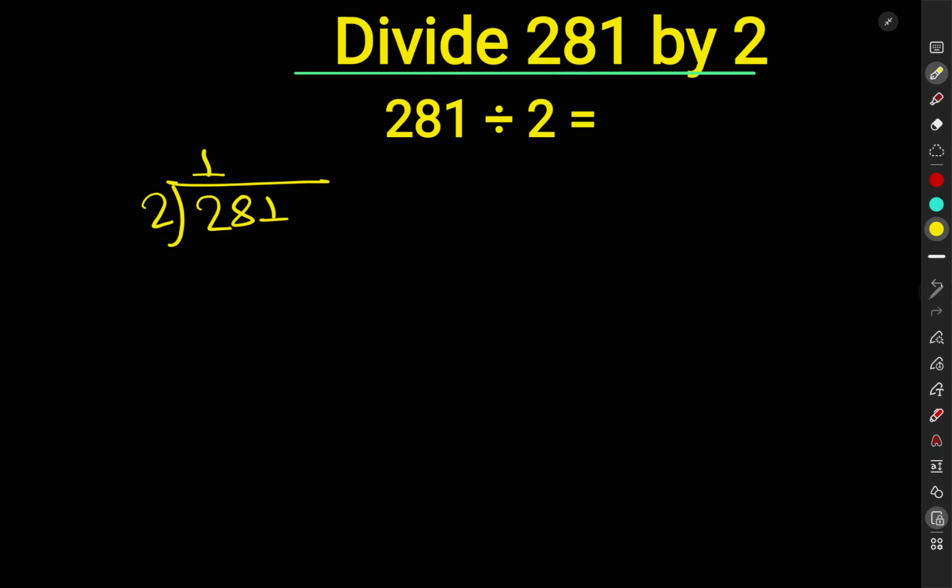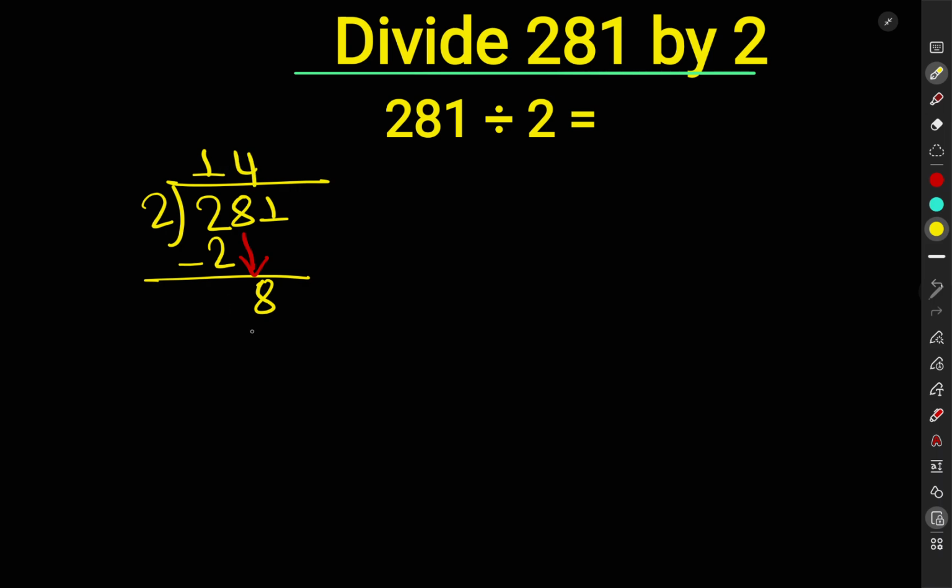So 2 times 1 means 2. On subtracting we get 0. So now we put down the number beside this, 8, and we remove this 0.